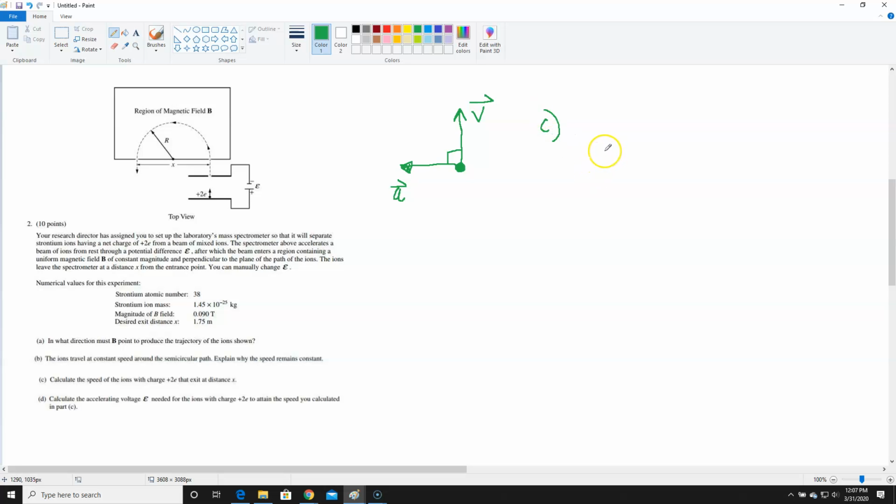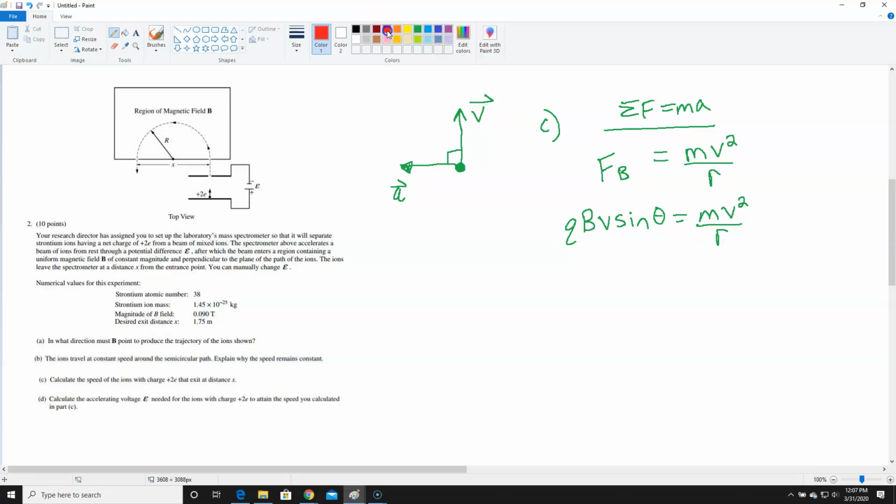Moving on to C, calculate the speed of the ions. So we are looking at the summation of forces equals ma. It is a circle, so the acceleration will be v squared over r. The only force present is the magnetic force. Magnetic force is qvB sine theta, and that is because it is the magnetic force acting on a particle. The sine of theta is 1 because theta is 90 degrees. We can cancel out one of the velocities. And our final step is, since we're solving for v, let's move m and r over to the other side. So qBr over m equals v.